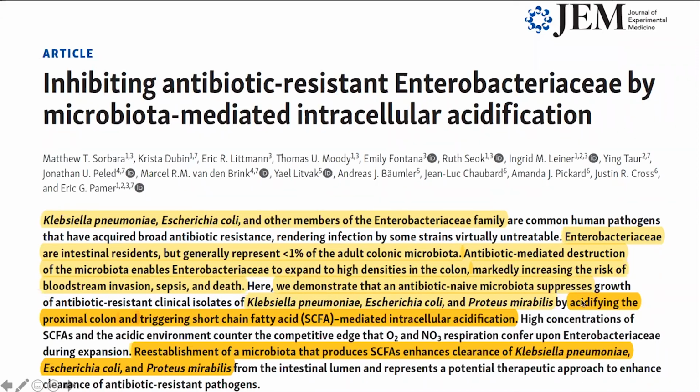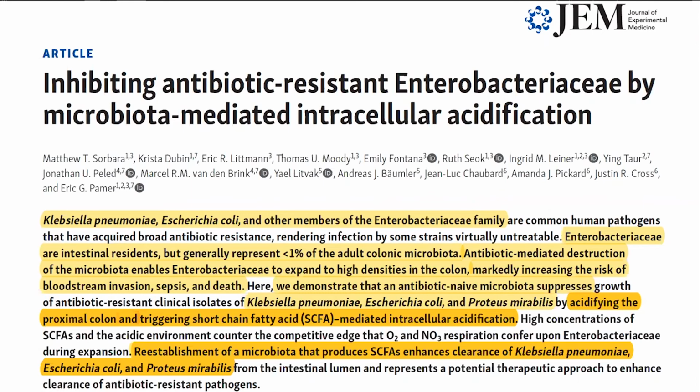And then the highlighted in orange part towards the bottom says Klebsiella pneumoniae, Escherichia coli, and Proteus, by acidifying the proximal colon and triggering short-chain fatty acid mediated intracellular acidification. So essentially what they showed in this study is that normal levels of beneficial microbes that are producing adequate levels of short-chain fatty acids literally inhibit the growth of these pathogens by producing the short-chain fatty acids that are then taken up by those cells, and that acidifies the cells and basically prevents them from growing.